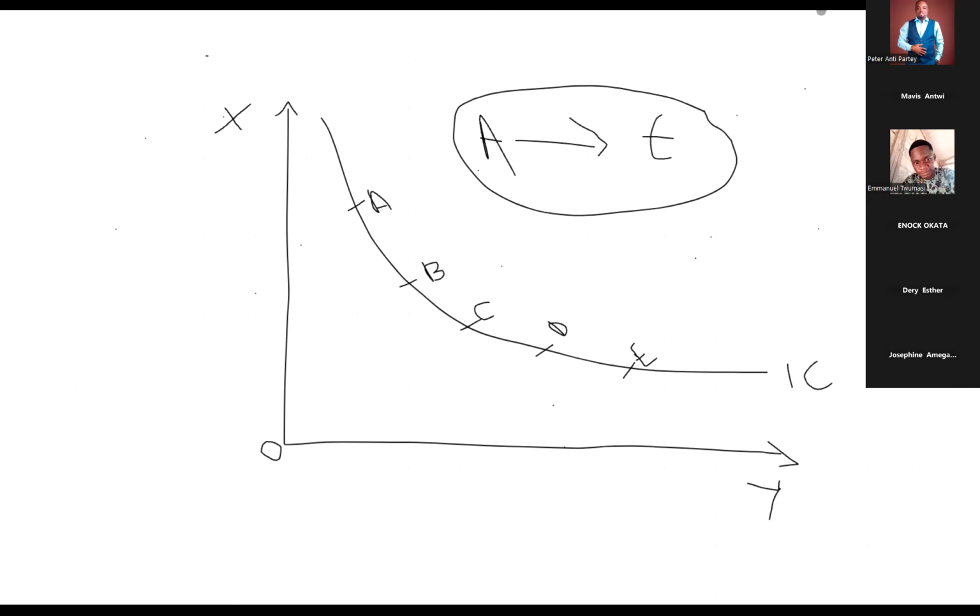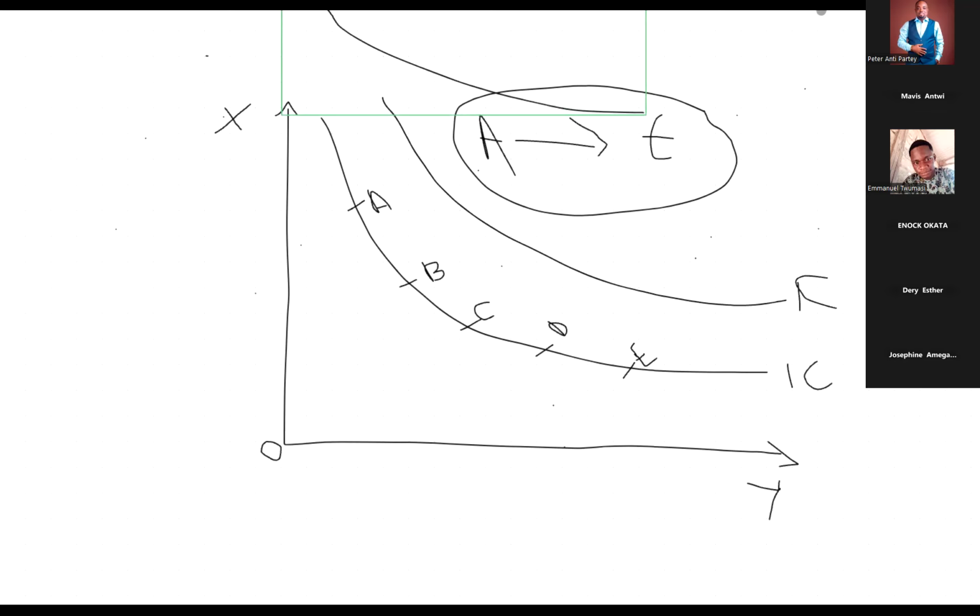If perchance there is another indifference curve, and I will be teaching that very soon, but let me mention it. If there is another indifference curve, IC2, then we have a point here which is M. Then you cannot say that the individual is indifferent between point A and point M. But for points A, B, C, D, and E, because they are on the same indifference curve, we say that the individual is what? Is indifferent. Is that clear? You can just type yes.